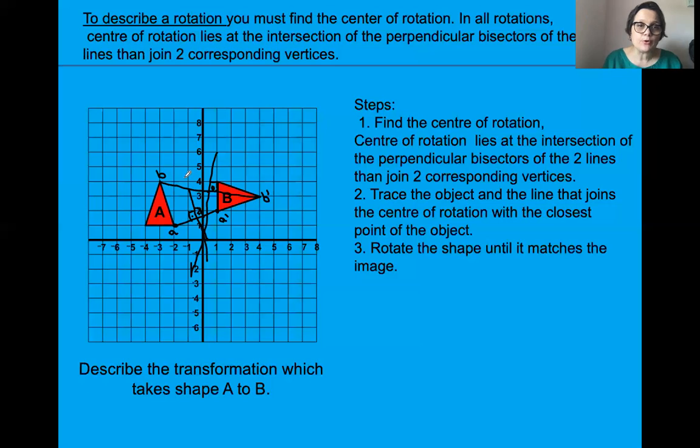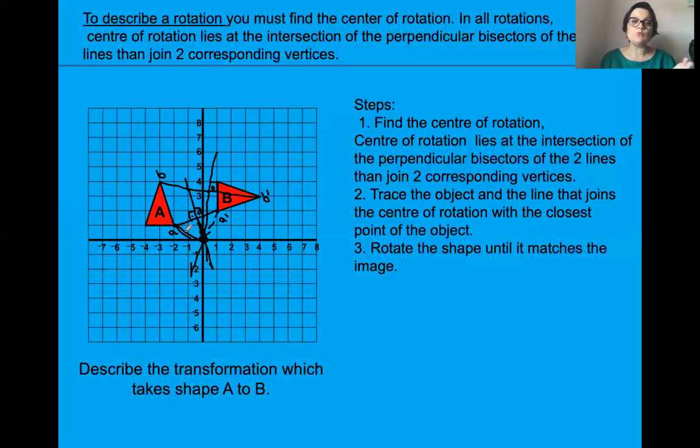And can you see where both perpendicular bisectors meet each other? It is right there, right here. So label that meeting point with a dot. That is going to be the center of rotation. In this case, it is going to be 0, 0, the center of rotation. And what you do, place the tracing paper, trace this line. So join the center of rotation with the closest point of the object, trace the object, and then again the closest point of the image.